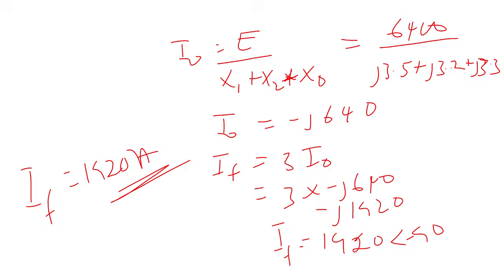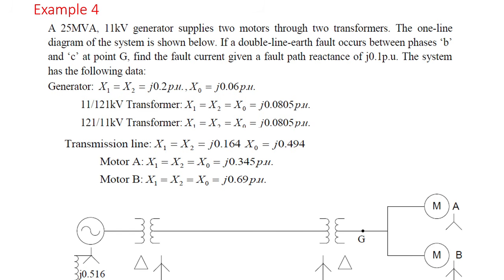So let's say we have a system like this, a very large network. We basically have a generator, and the question says that we have a 25 MVA, 11 kilovolt generator, so the terminal voltage is 11 kilovolts. It's supplying two motors through two transformers, transformer 1 and transformer 2. The one line diagram of the system is shown below.